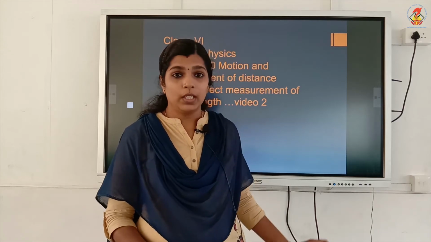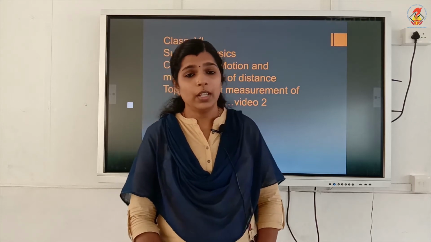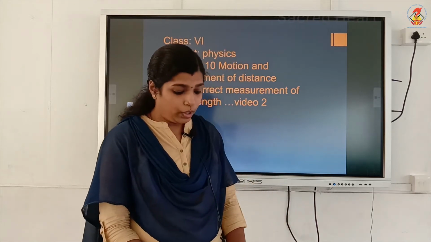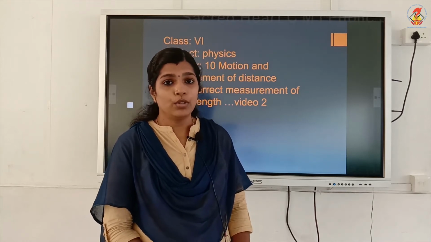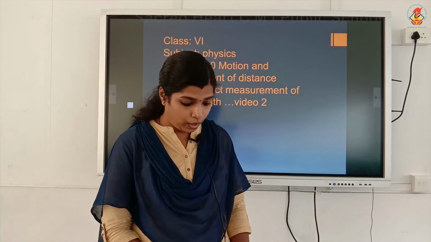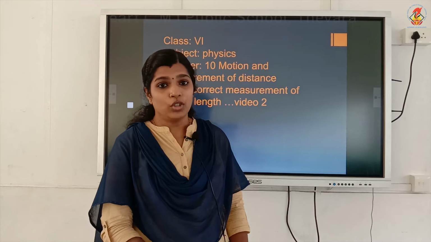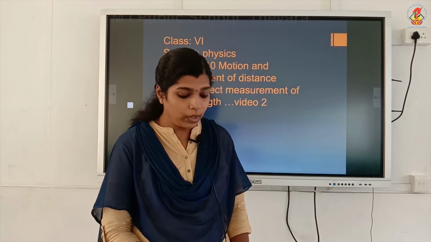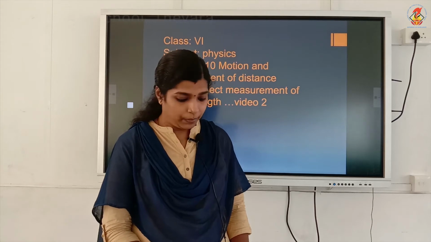Making accurate measurements: different instruments are used to measure different quantities. A meter scale is used to measure the length of a cloth. A weighing machine is used to measure the mass of a vegetable, and a clock is used to measure time.